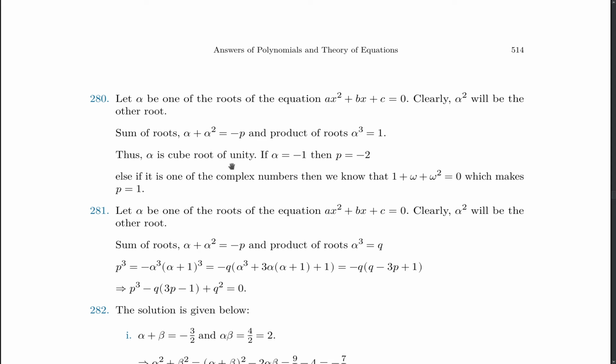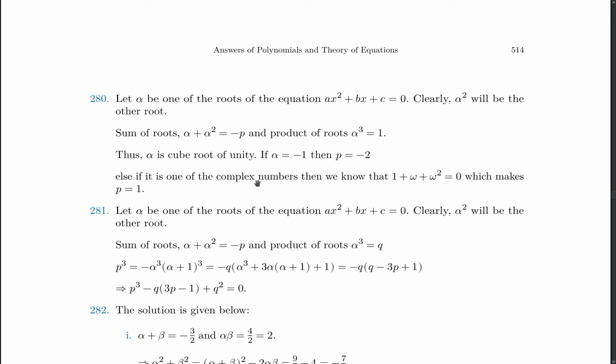So alpha plus alpha square is equal to minus p and product of roots would be alpha cube is equal to 1. If alpha is a cube root of unity, because we have alpha cube is equal to 1, then alpha is equal to 1. That is one condition. And if alpha is 1, then p is equal to minus 2 from this equation.